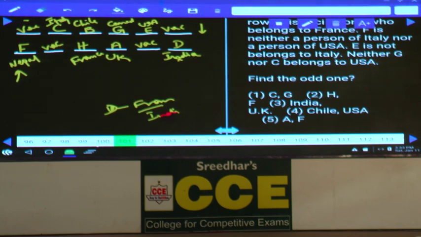Now in these choices, we have persons facing row 1 and row 2. Then C and G, how many places are there between them? Exactly 1. H and F, 1 place between these 2. India and UK, 1 place. Chile and USA, 1. And A and F, there are 2 places. Then what is your answer here? Choice 5. Except choice 5, in the remaining choices there is exactly 1 place between these 2.